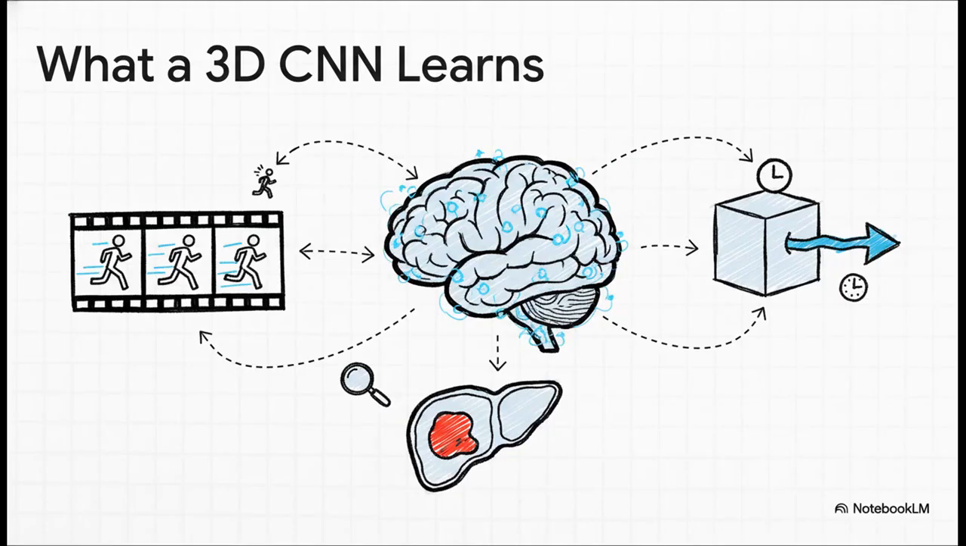And because it processes data this way, 3D CNNs get to learn something called spatiotemporal features. Okay, that's a mouthful, but all it really means is that the AI is learning about patterns that happen in both space and over time. This is how it can finally understand an action like running in a video, or how it can map out the entire three-dimensional shape of a tumor from a series of CT scans.